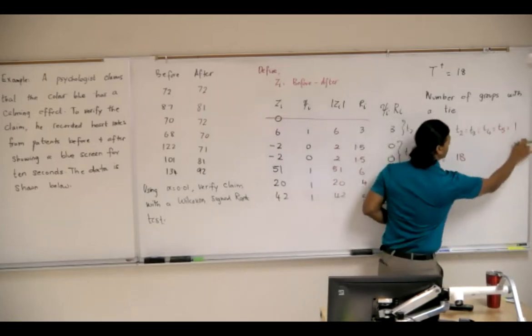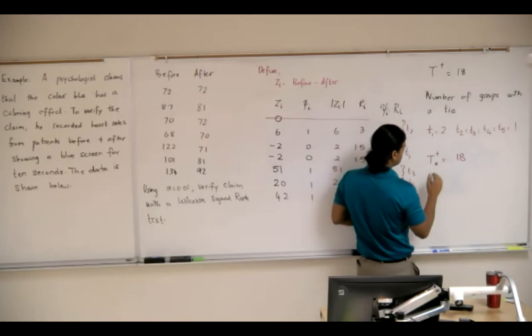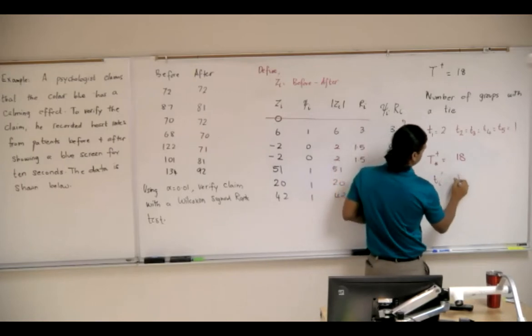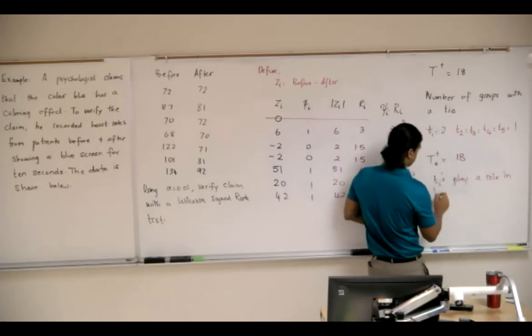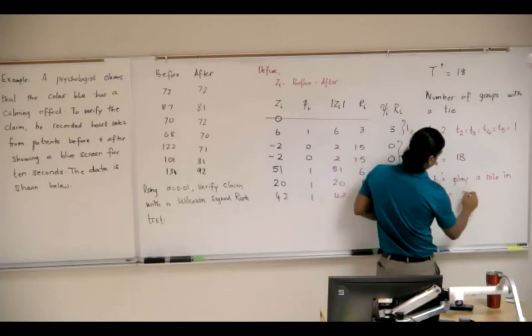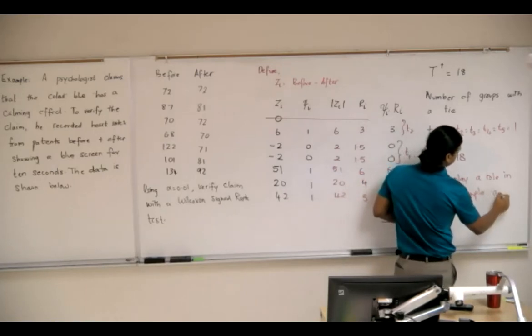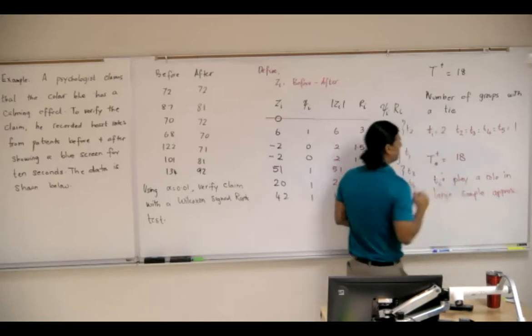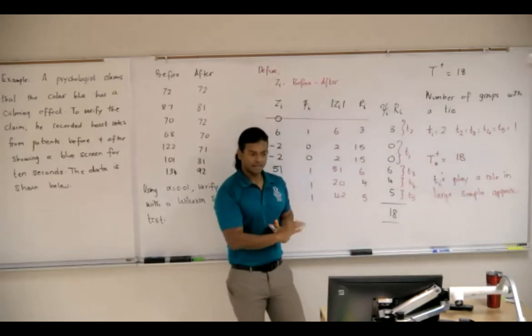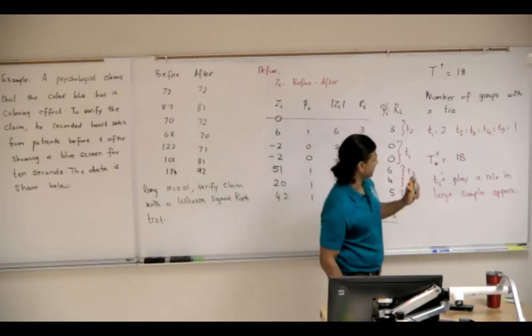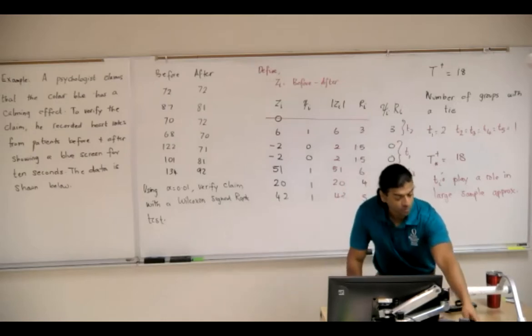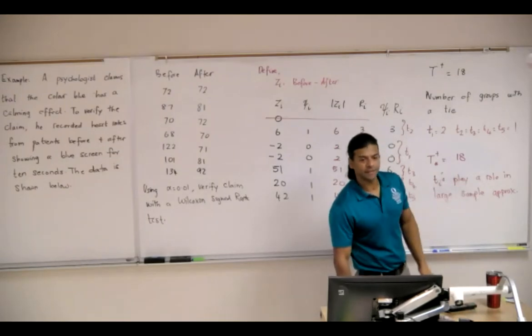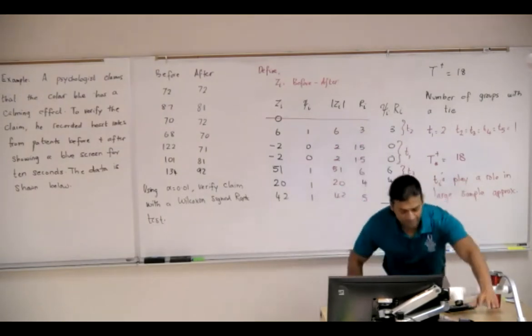Now, where do these come into play? The lowercase t's play a role in the large sample approximation, which I'm going to do today. So before we get to that, how did we reject or not reject the null? With Wilcoxon, we wanted to find the critical value. How did we find the critical value last time?